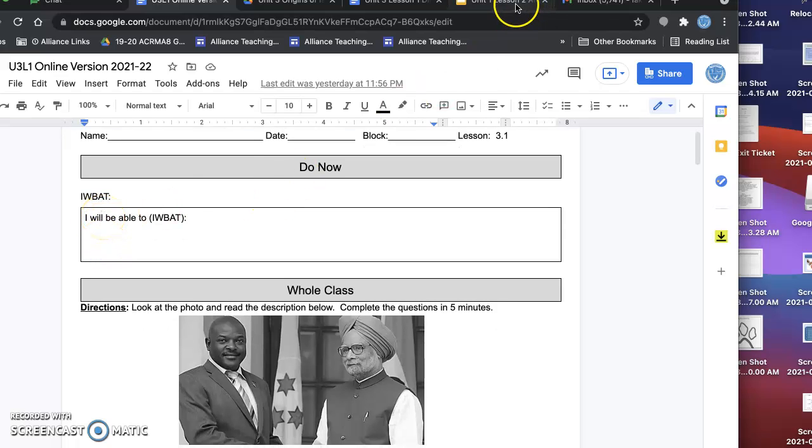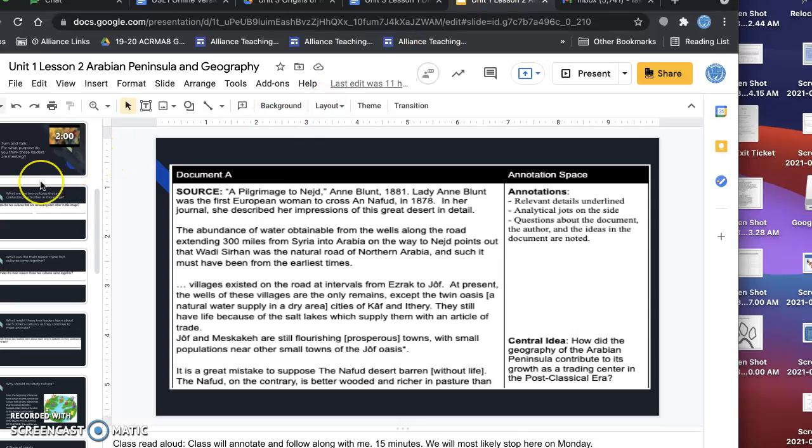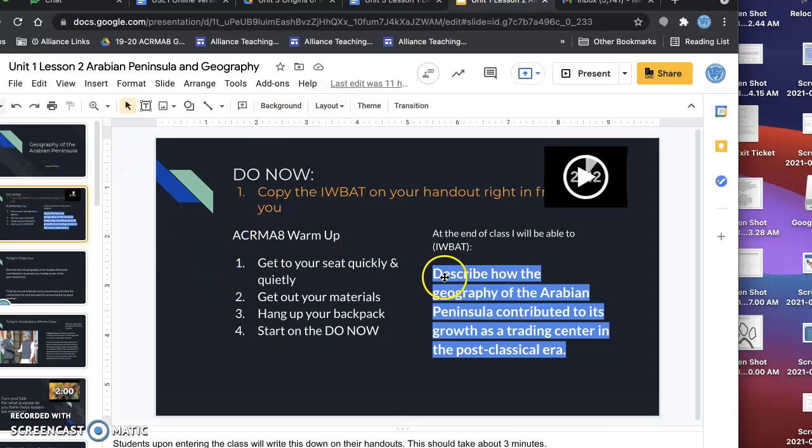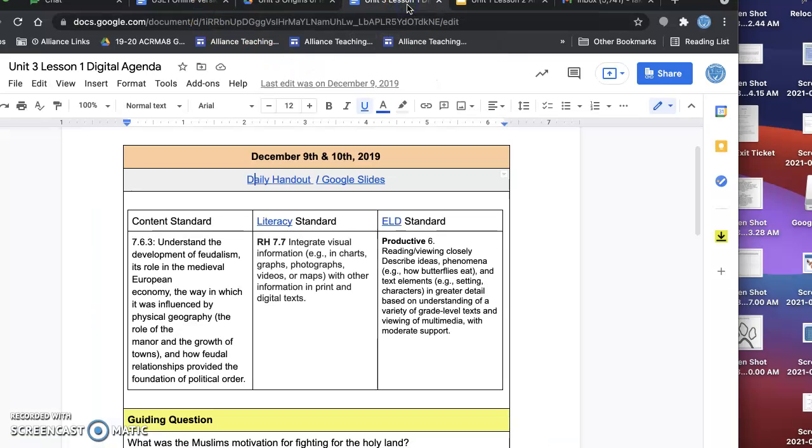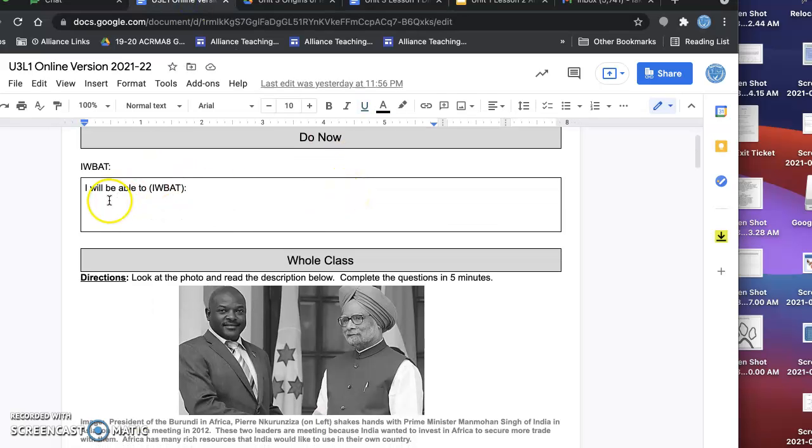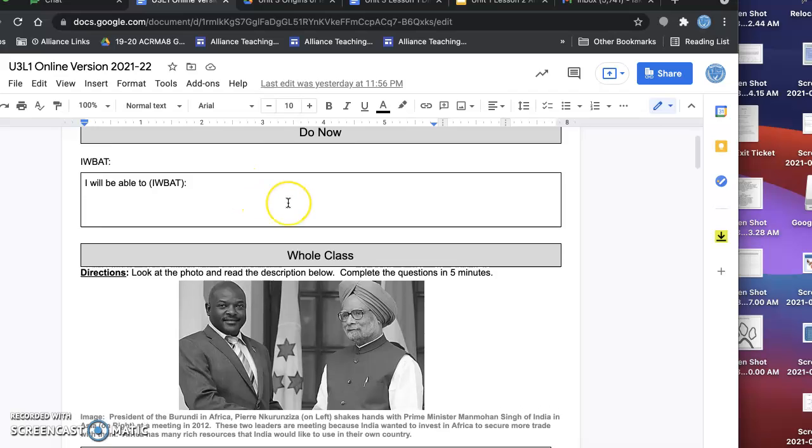Now, if you go to your slide deck that is attached, you'll see that the first slide will tell you what you're going to be doing at the end of class. So go ahead and copy that down. You're going to describe how the geography of the Arabian Peninsula contributed to its growth as a trading center in the post-classical era. All right. So, sorry about that. Going back, you enter that here using the slide.